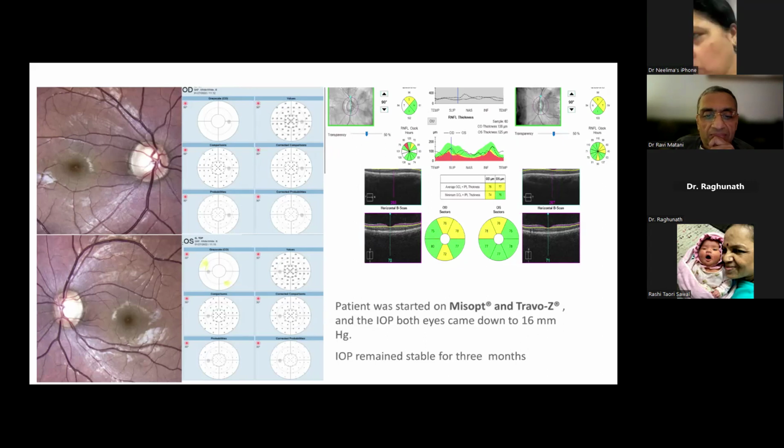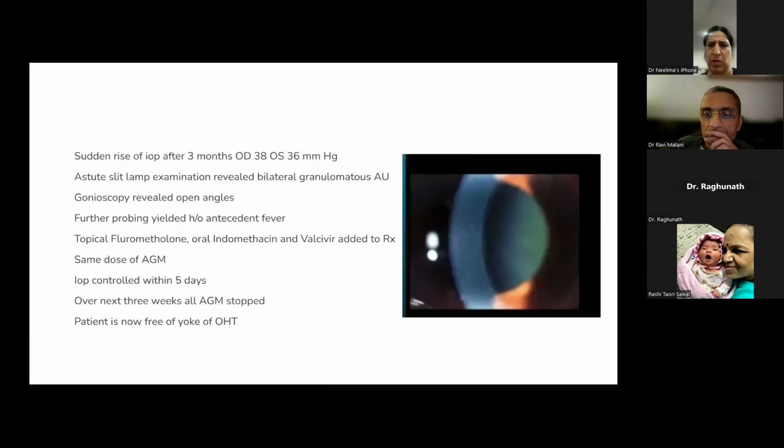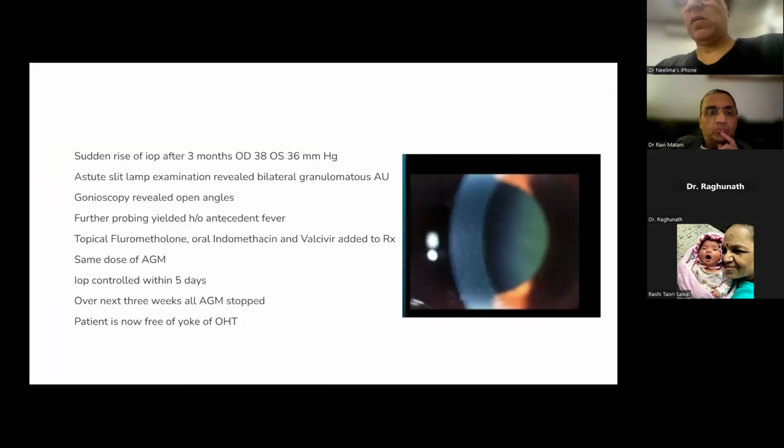The patient was very good in compliance and very good with follow-up. He used to come every 15 days. But then the trouble happened after 3 months. There was a sudden increase of pressures, and it went up to 38 and 36. Now on slit lamp examination, I finally found granulomatous keratic precipitates and grade 1 cells and flare. The gonioscopies were again open angles, and further probing revealed a history of antecedent fever actually.